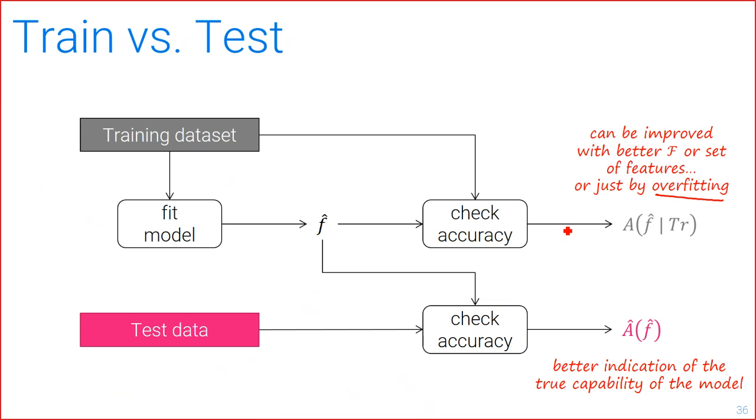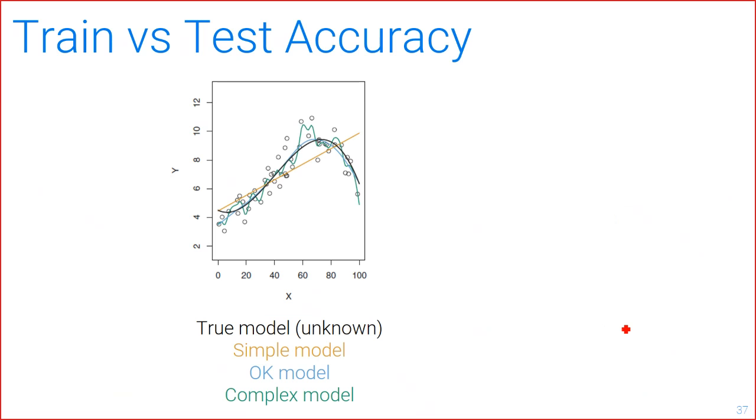We get the same model and we check the accuracy. And that is going to give us an estimation for how good the model is, how is the true capability of the model on unseen data, on the population. Those are two different things. Again, this one can get arbitrarily good, but not this one. And we're going to see an example right now.